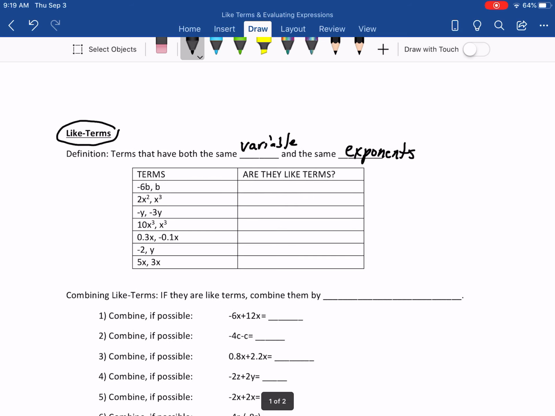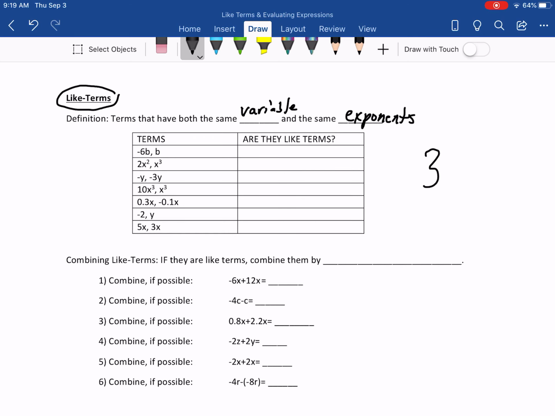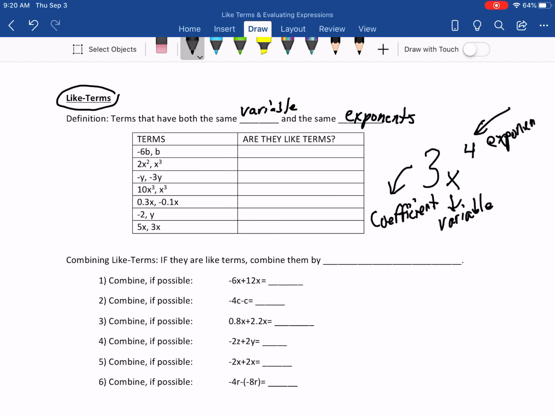All right. Just a quick review of some vocabulary. If I have a term 3x to the fourth, the x is of course the variable. Variables are represented by letters. The 3, the number in front of the variable, is called your coefficient. And the 4 up here, that's called your exponent. Exponents are always above variables.